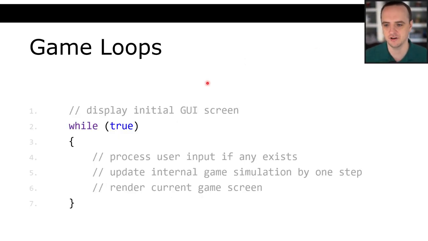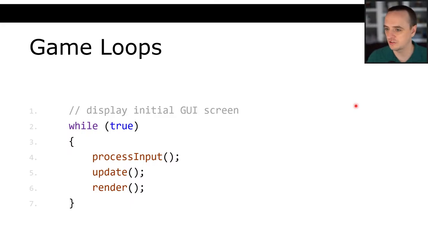So here's what happens. We're going to display our initial GUI. We are going to process user input if any exists. So we are no longer waiting for input, we are just processing it if it exists. Then we update our internal game simulation by one step, and we render the current game screen, right? So in our engine, it looks something like this: process input, meaning if there is input, do something with it, update the simulation of the game, and then render the game.